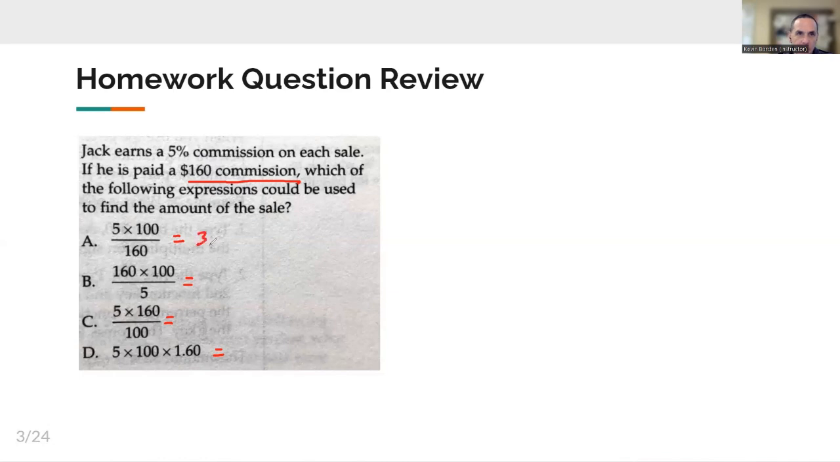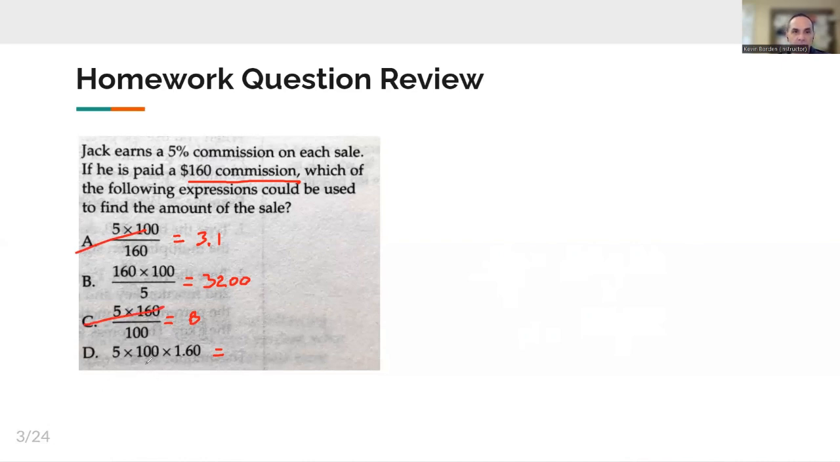I get 3.1. That answer doesn't make any sense. There's no way that Jack could have sold $3.1 and received $160 in commissions. Answer B, which is the one we determined to be the right answer, generates a number of 3,200. That sounds about right. Let's try C. 5 times 160 and then divide by 100. I get 8, and that means $8. That can't be right. A and C can definitely not be right.